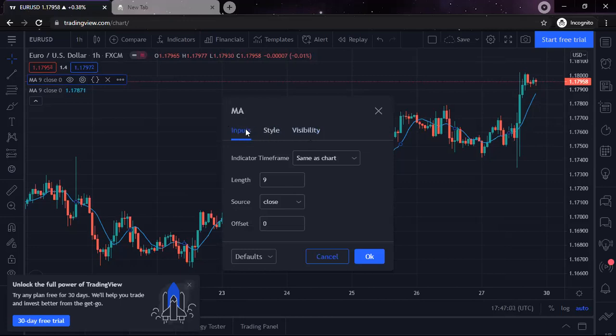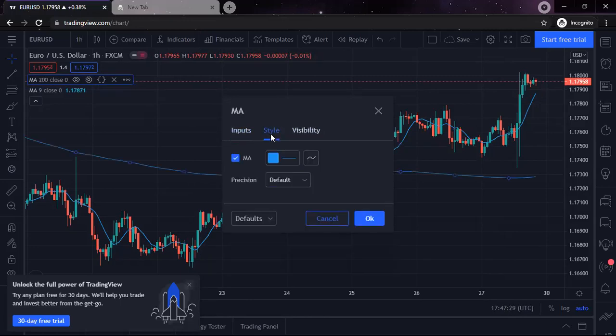Over here on the input side, indicator time frame, you leave it like this. You come to the length, we change the length from 9 to 200. We leave the source as close and offset as 0. Then we click on OK. But before that, let's go and change the appearance of it.